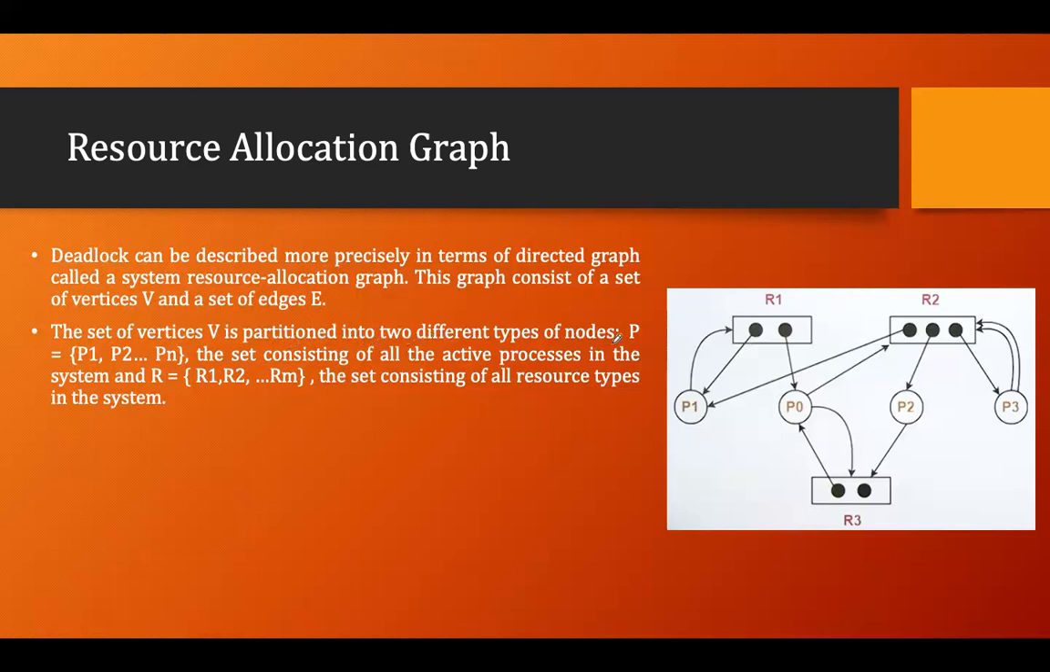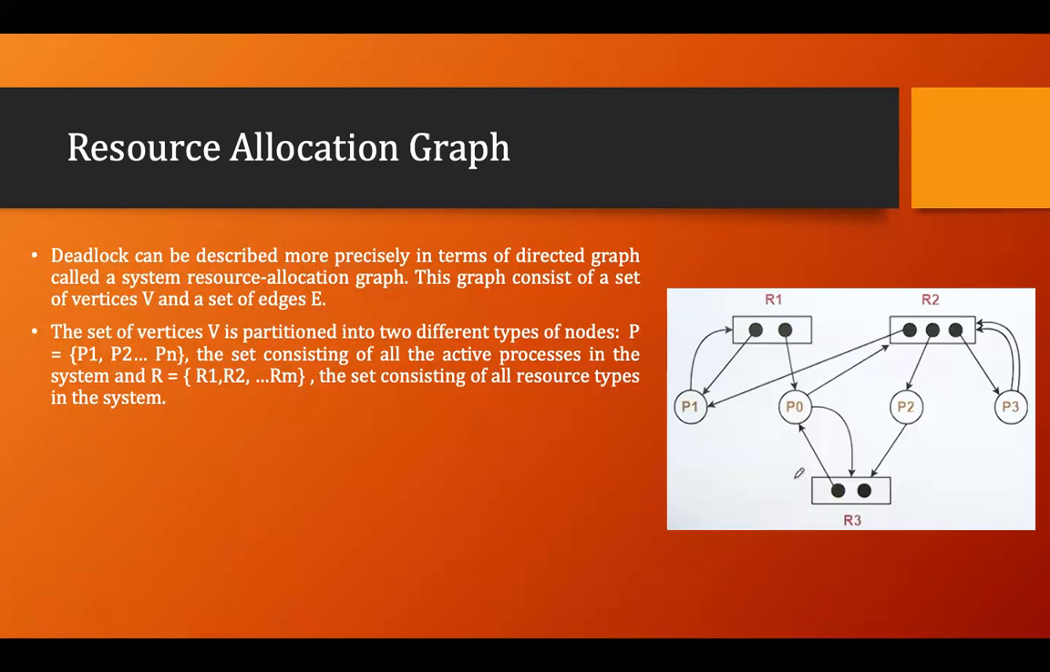The set of vertices is partitioned into two different types of nodes: P, which is the set of all the active processes in the system, P1, P2, P3, up to Pn. And there is R, which is denoted as the set R1, R2, up to Rm, the set of all resource types in the system. So your vertices may be a resource, or your vertices may be a process. Whatever resource type we have, it will be allocated.